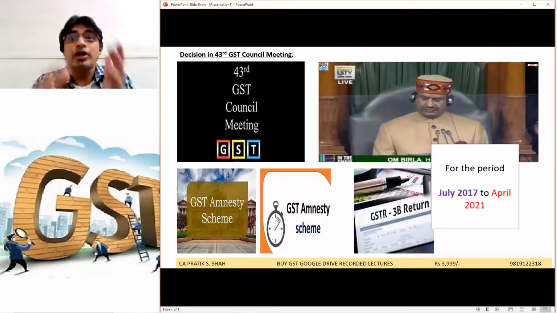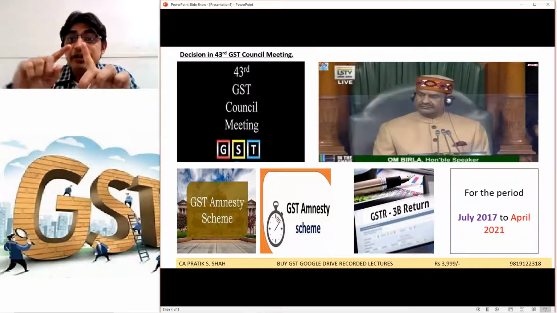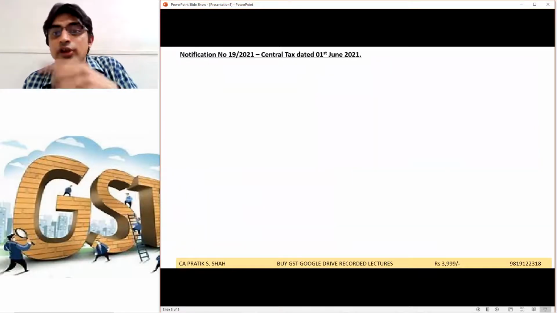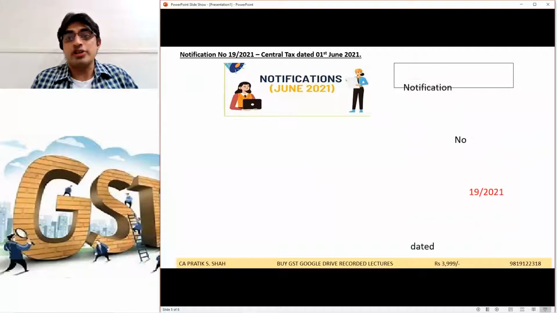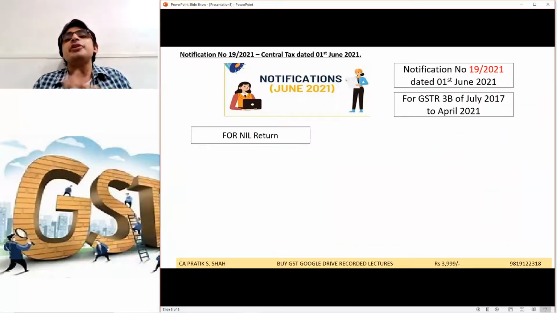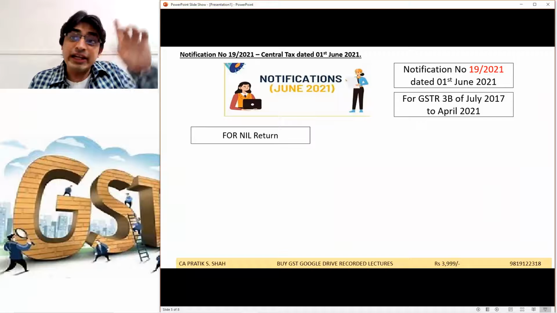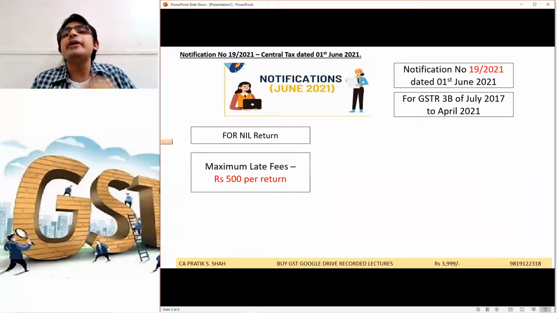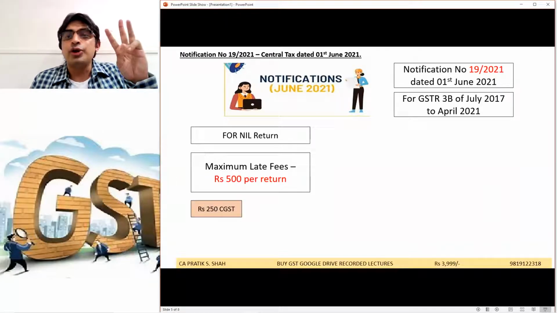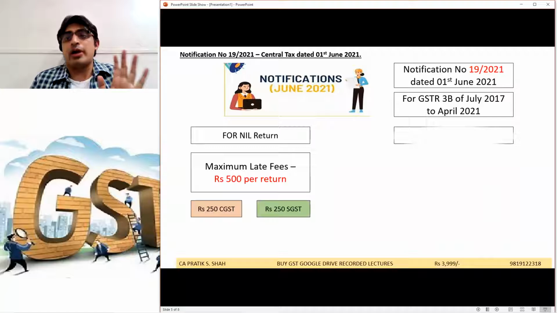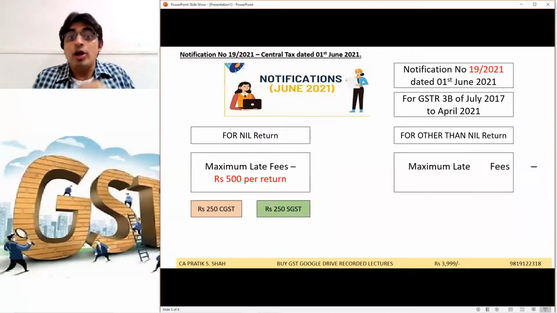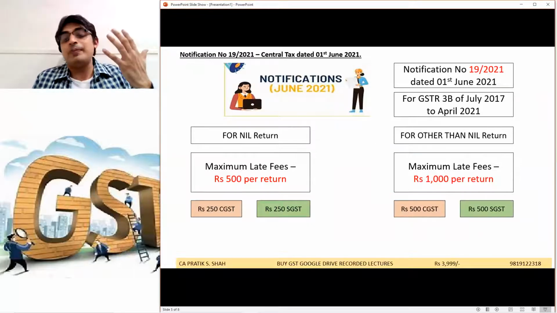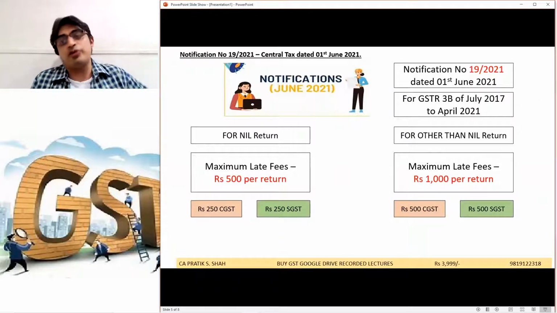What was this amnesty scheme? For GSTR 3B, for the period of July 17 to April 21, this amnesty scheme was introduced. Now, what was the benefit here? Say I'm a nil return filer. What was the late fees? 10, 10, 5,000 CGST, 5,000 SGST. Now, what is the late fees? Only rupees 500 per return, 250 rupees CGST, 250 rupees SGST. Only this much. And if I am other than a nil return filer, my maximum late fee is only 1,000 rupees per return, 500 CGST, 500 rupees SGST. So you got a tremendous amount of benefit.